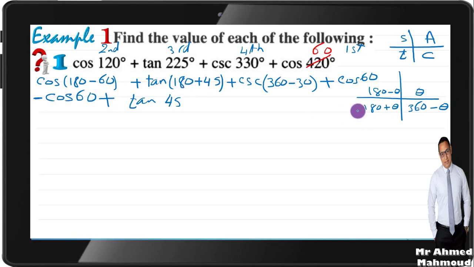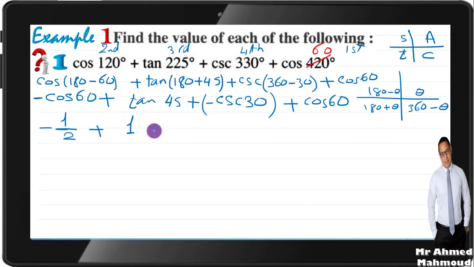This is the third quadrant, and tan in the third quadrant is positive, so it will be without change. Plus cosec 30. This is the fourth quadrant. Cosec in the fourth quadrant is the opposite of sine, and sine is negative, so it will be negative. Plus cosine 60. Negative cosine 60 equals negative half, plus tan 45 equals 1, plus negative 2 for cosec 30, which is 1 over sine 30, plus cosine 60, which is half. Finally, this equals negative 1.